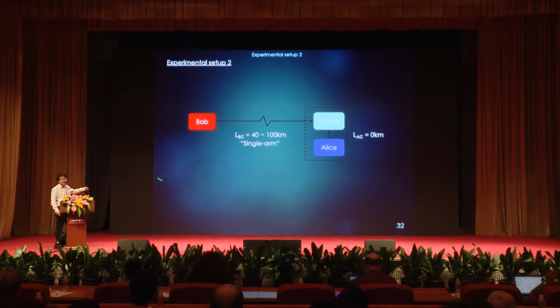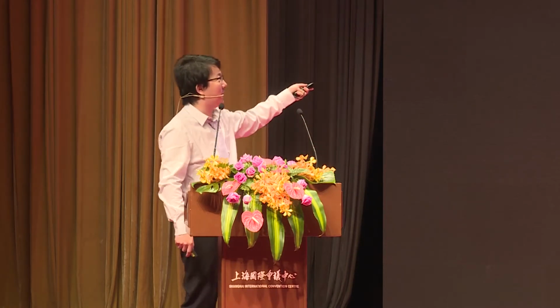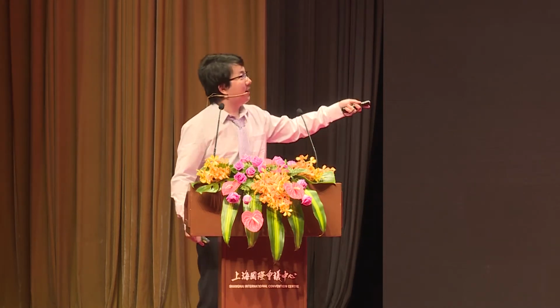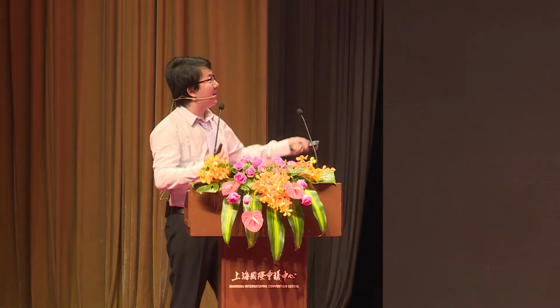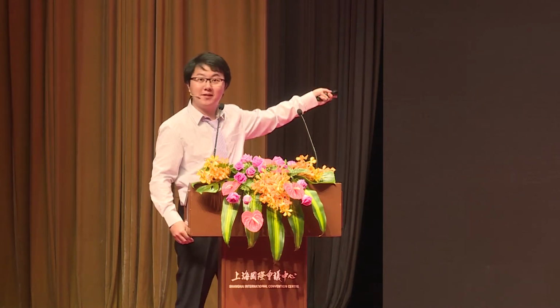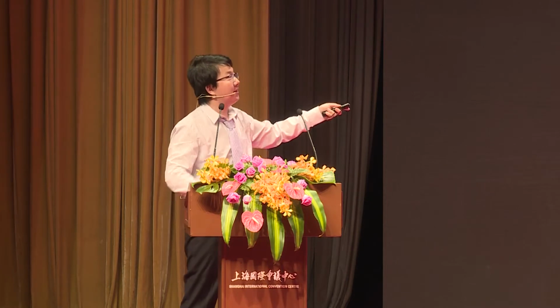We also study a very interesting scenario in the second case. That is, one of the channels can in fact be 0 kilometers, and the other channel is very long, from 40 to 100 kilometers. This is what we call a single-arm setup, because in effect, Charlie and Alice can be placed inside the same lab. So viewed from the outside, there is only one external channel, making this a 2-party protocol, but it still guarantees security against detector attacks of MDI QKD at Charlie.